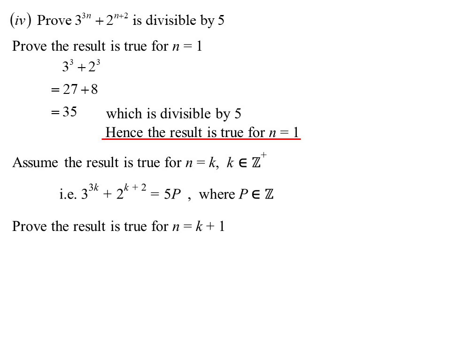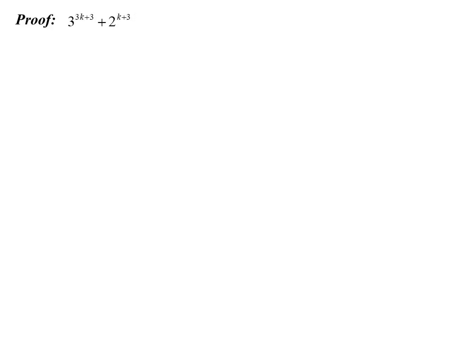Next case then would be, everywhere I see k, replace it with k plus 1. So 3 to the power of 3k plus 3 plus 2 to the power of k plus 3 will be 5 times something. Let's just call it q. Proof. How am I going to get my assumption into this one? What I do is I break up one of those two terms. Doesn't really matter which one.